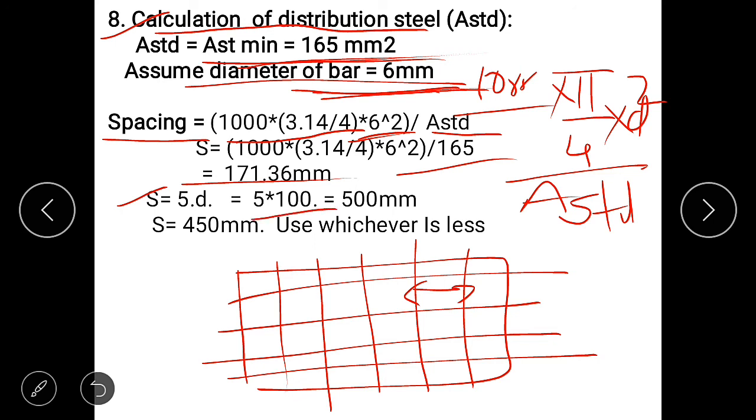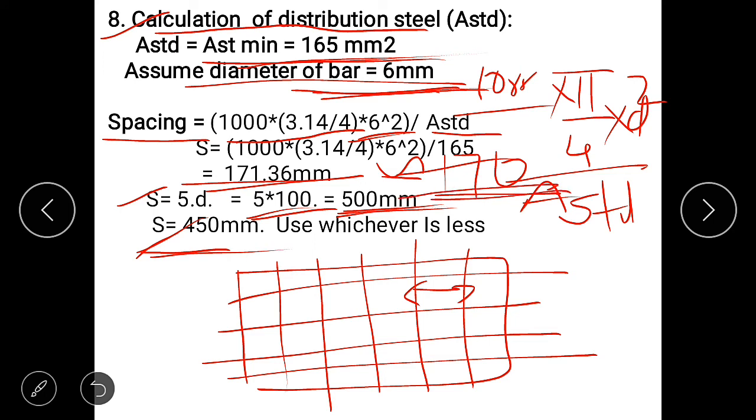Second, to calculate spacing, formula is 5 into d. D is 100, so 5 into d, it's 500. Third spacing is 450. So from these three, whichever is less, first is 171, means we consider here 170. First is 170, second is 500, and third is 450. Whichever is less, 170 is less. So we provide here the spacing between these two distribution bars is 170 mm.